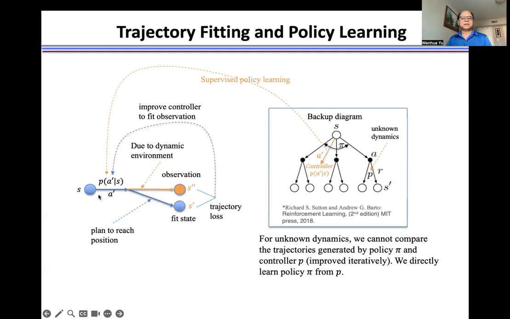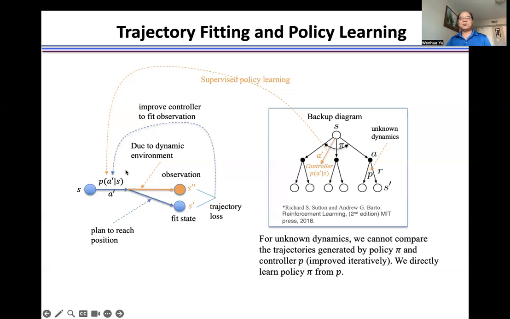Let's say we have a system. We use this controller to operate on the real system. It's from state S. Then we take action, select the action A prime. We suppose we go to this next state. However, because of the dynamic environment, the actual next state is here. So they have a difference. Because it's unknown dynamics, we need to use this difference to improve our controller step by step, to make sure these two states are close to each other.